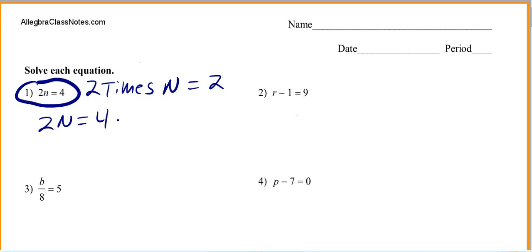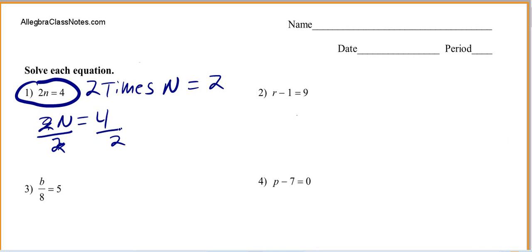So when we're solving equations, we've got to think about inverse operations. So you've got 2 times an unknown, or 2 times n. The inverse operation of multiplication is division. So since we're multiplying n by 2, to get rid of that 2, we've got to divide by 2. To keep our equation balanced, we've got to do the same thing to the other side. So we've got to divide this 4 by 2.